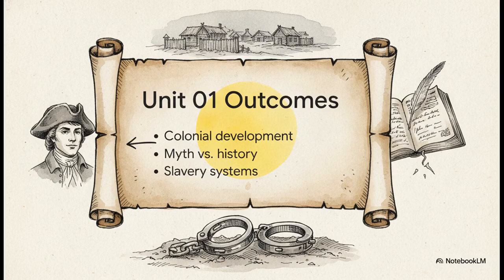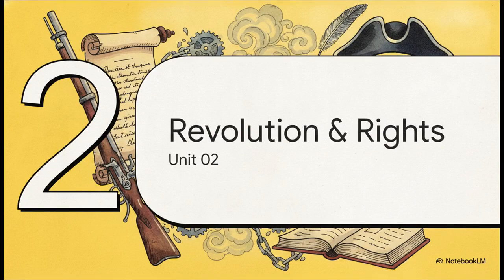When we analyze colonial development, a massive challenge is distinguishing historical fact from popular myth. And this is exactly where we start building our claim, evidence, and reasoning skills. We can't just accept a textbook summary at face value, right? We have to cross-reference it with actual primary sources to prove how these early systems, including the system of slavery, were actually built. Moving right along to Section 2, Revolution and Defining Rights, let's check out Unit 02.